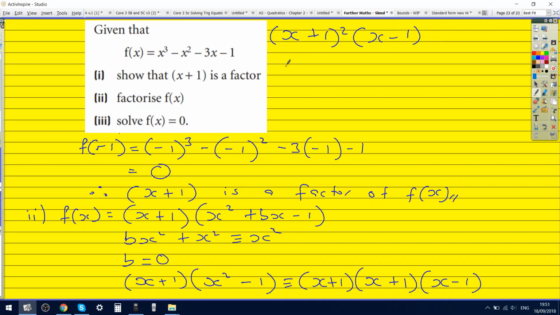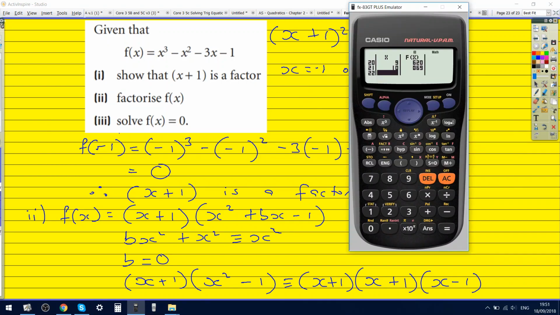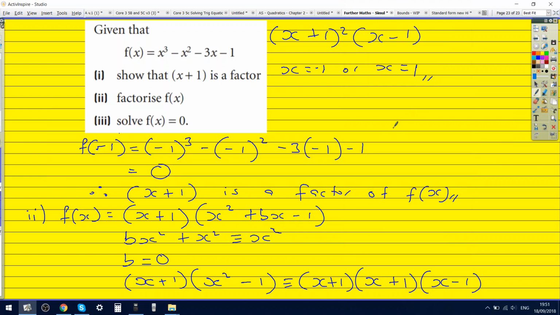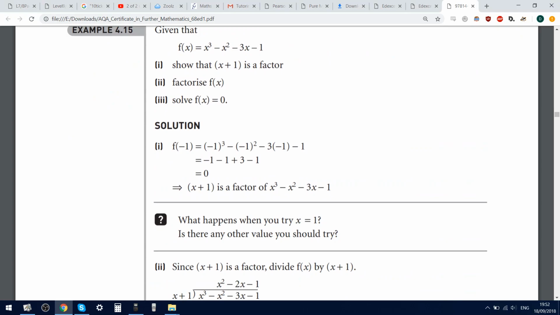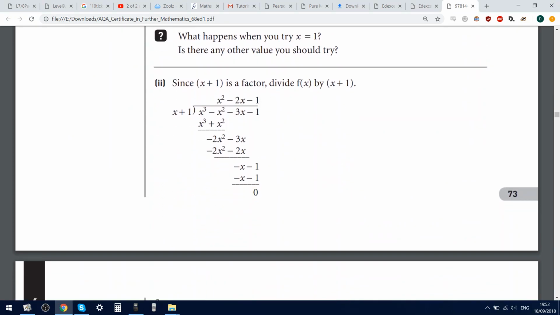And then you can solve that and say x equals minus 1 or x equals 1, which baffles me because when I looked up x equals 1, I didn't get it. Did I put this in correctly? X cubed minus x squared minus 3x minus 1. So we're getting 2 answers, but my calculator only gave me 1. Let me take a look at this.